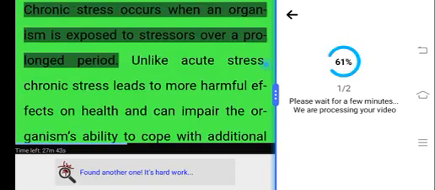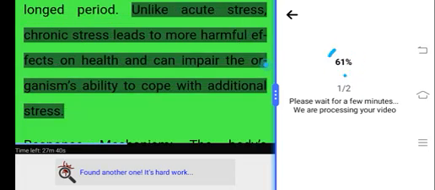B. Chronic stress. Chronic stress occurs when an organism is exposed to stressors over a prolonged period. Unlike acute stress, chronic stress leads to more harmful effects on health and can impair the organism's ability to cope with additional stress. Response mechanism.